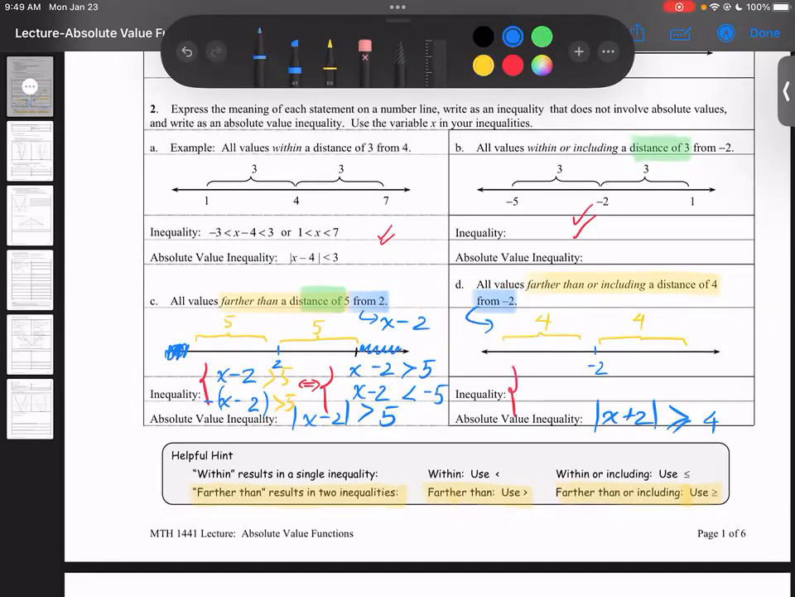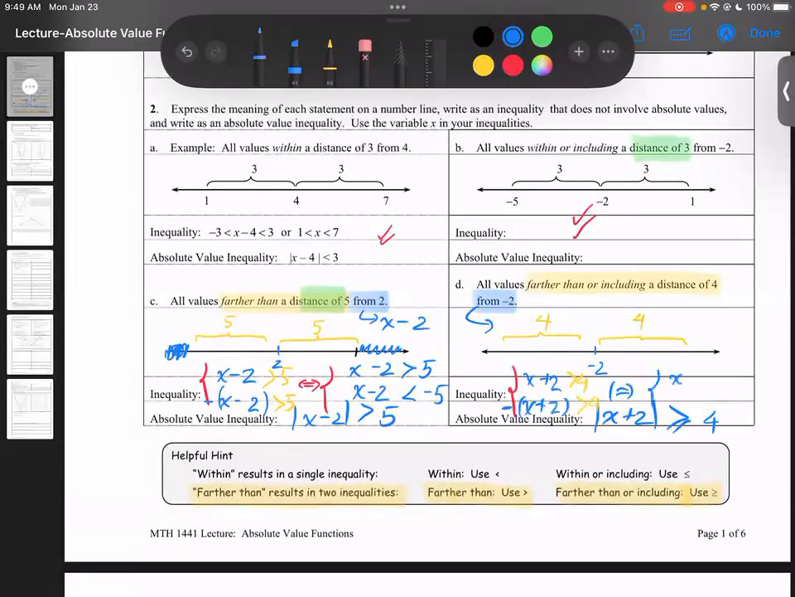So here's -2, and the distance is 4 units away each way. So I'm gonna have x plus 2 greater than 4, or x plus 2 in parentheses with a negative in front of that greater than 4, and then you solve. Do not solve for x. We're just trying to solve for the absolute value inequality.